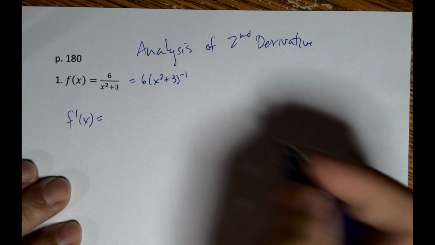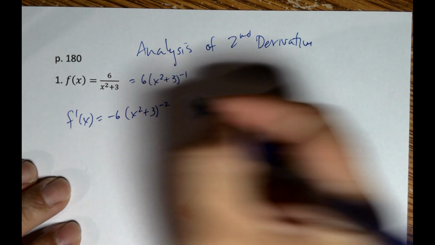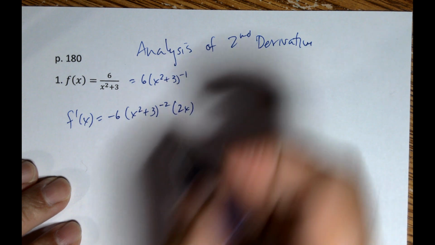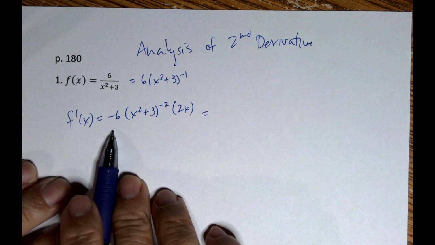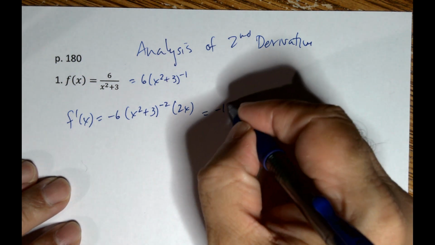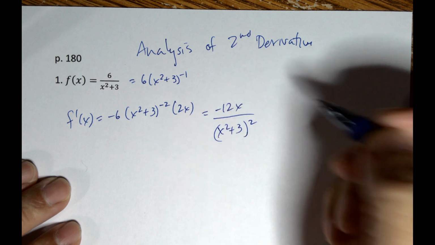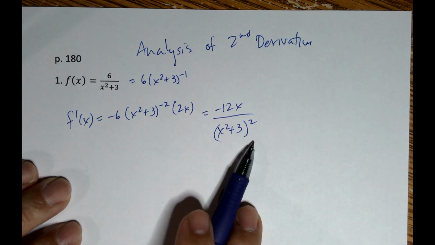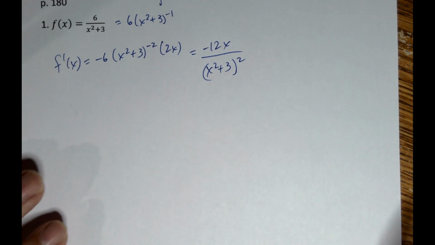Then I use power rule, so it's negative 6 times x squared plus 3 to the negative 2 times 2x. I'm doing chain rule, taking the derivative of the inside. Clean that up. So I got negative 6 times 2x, that's negative 12x over x squared plus 3 squared. Remember, if you have a negative exponent, you're writing the denominator as a positive exponent. Here we go. Now we're going to take the second derivative.